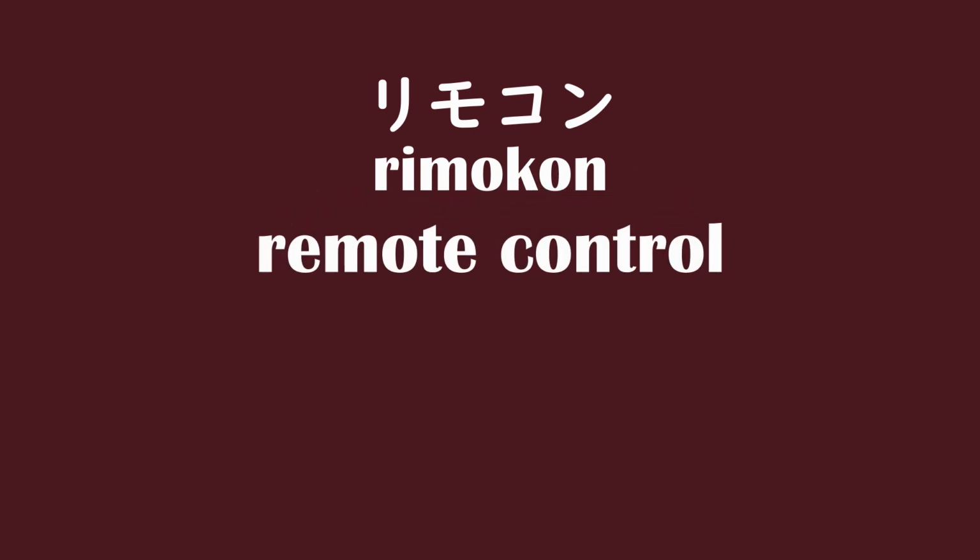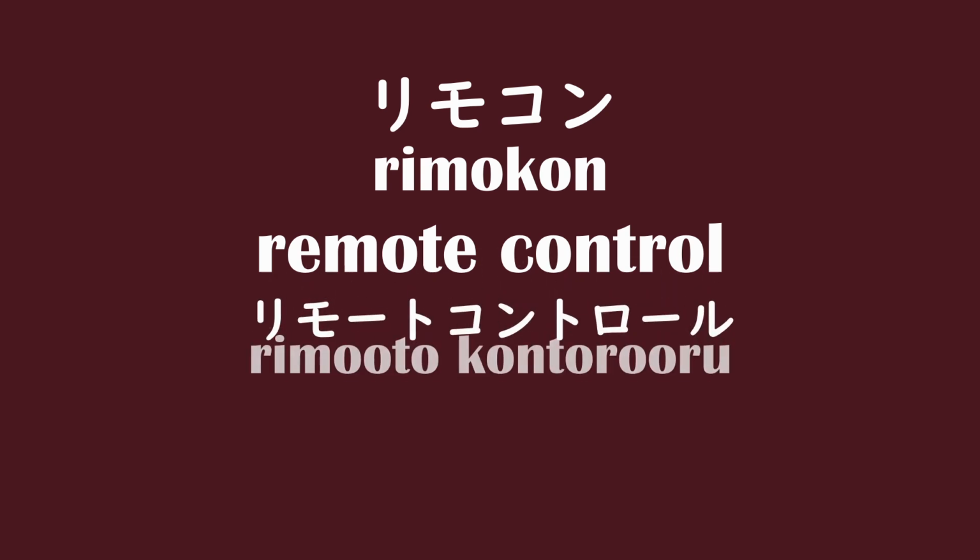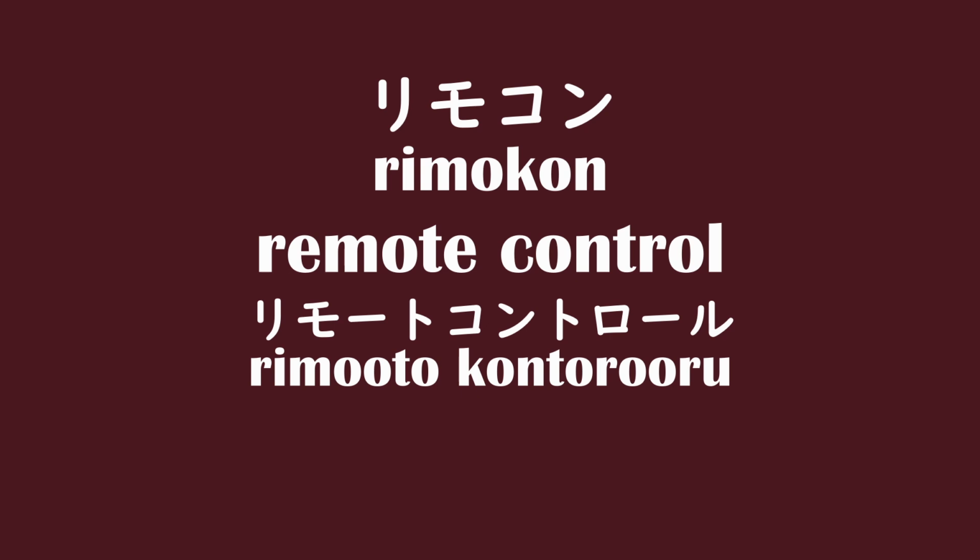What happened here is that remote control was first adapted to the Japanese sound and syllable structure. But the resulting word, remoto controlu, ended up being too long to be practical and was clipped to a more typical length of 4 mora by taking the first 2 kana of each word, resulting in rimokon.